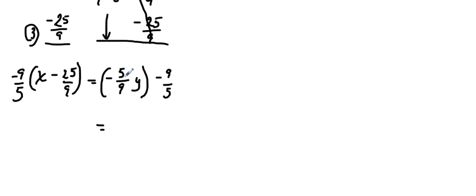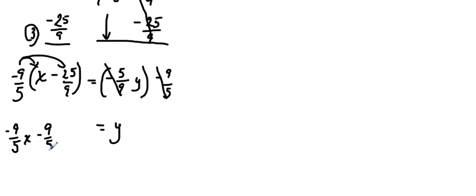Now, on the right side, if you multiply a number by its reciprocal, remember that it becomes 1, so I'm just left with y. On the left side, we have to distribute this negative 9 over 5. Now, negative 9 over 5 times x, I'm just going to write it out as negative 9 over 5x if I multiply these two. And then I'm going to write negative 9 over 5 times negative 25 over 9. So all I did was distribute.